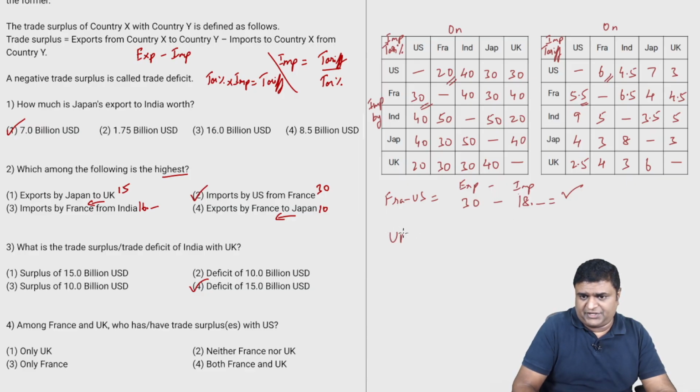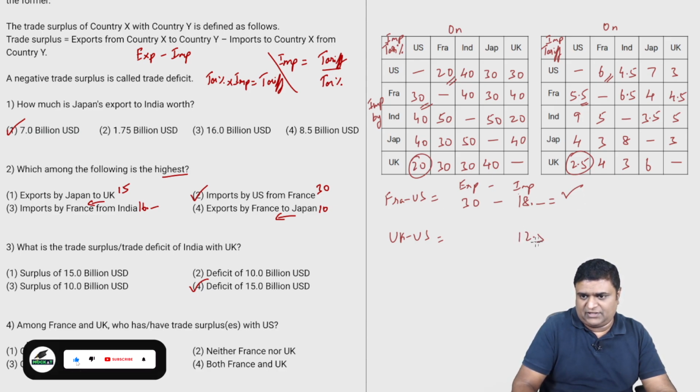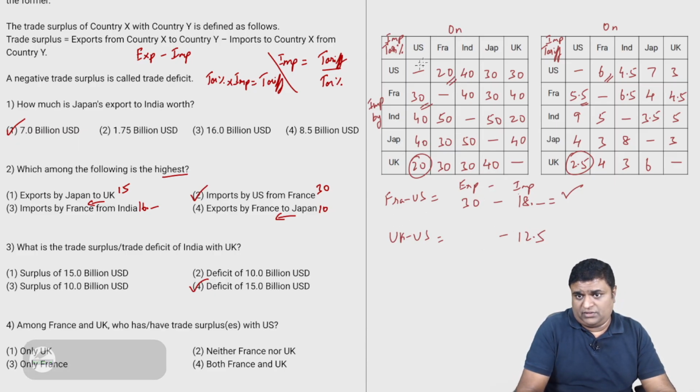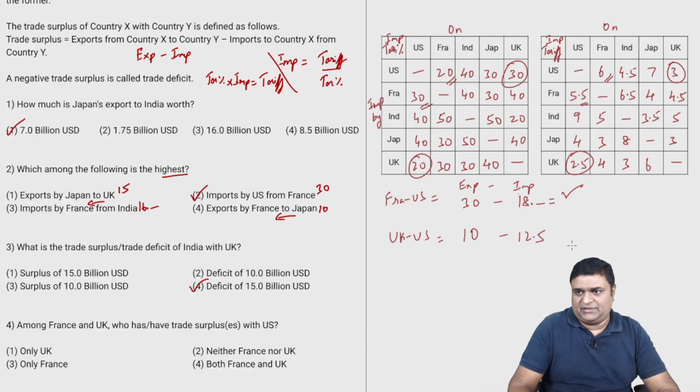UK. UK-US relationship. What is that going to be? UK-US, let's go for the straightforward one. UK and US, the import part, 20% is 2.5, 5 times this is 12.5. That's the import part. What about the export? It's going to be US import from UK. If 30% is 3, 10% is 1, that's going to be 100% is 10, right? So 10 billion, 10 minus 12.5, that's a deficit. I don't want this. Which are the ones with trade surplus? It's going to be only France with US. So that's option 3.